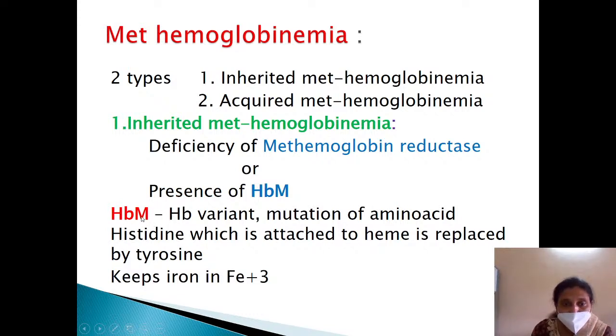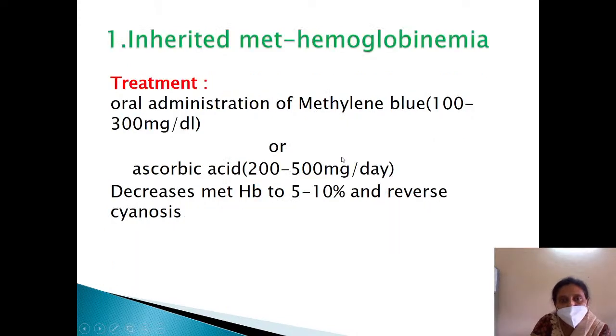Because histidine has been replaced by tyrosine, it keeps iron in Fe+3 form. Iron in Fe+3 form means that it increases the production of methemoglobin. So because of the presence of the HbM variant, where histidine is replaced by tyrosine, iron will remain in Fe+3 form, thereby increasing the production of methemoglobin, or it is due to deficiency of methemoglobin reductase.